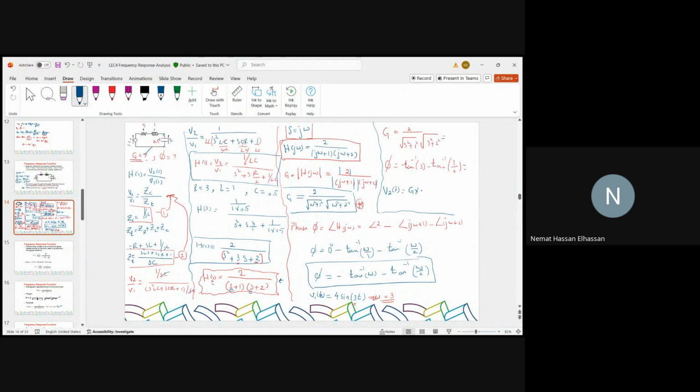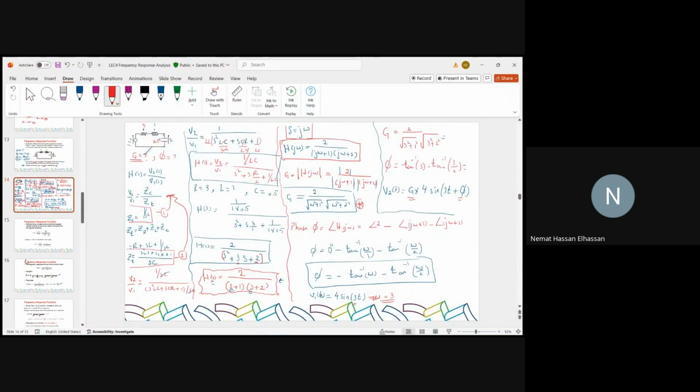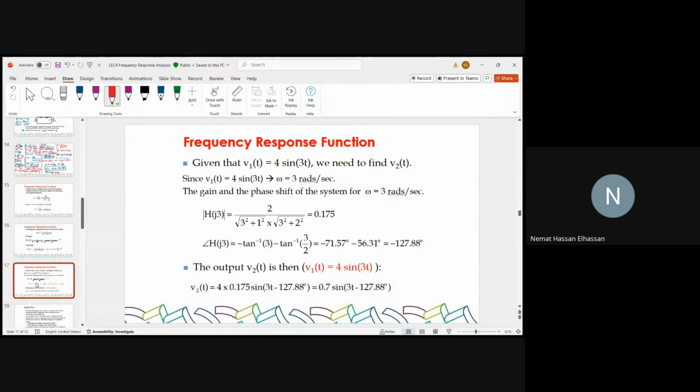So the gain multiplied by 4 sine 3t plus the phase shift phi. Once I evaluate the gain and the phase shift for omega equals 3, which I've already evaluated here, I believe. So when omega is 3, the gain is 0.17 and the angle is minus 127. So all you have to do is multiply 4 by the gain, sine 3t plus the phase shift theta.